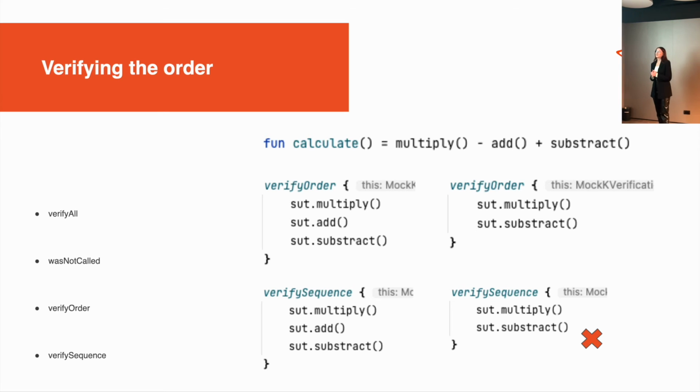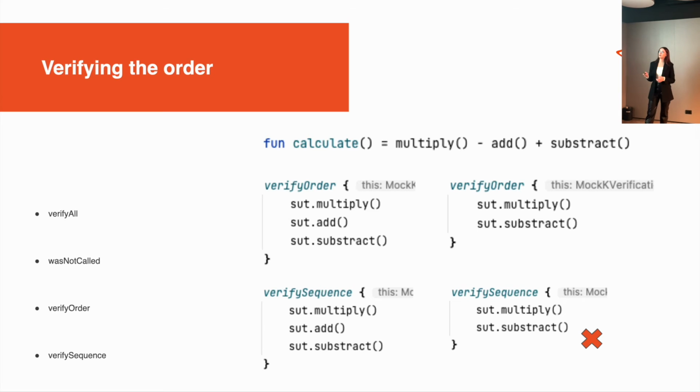Now with verifying the order, there are a lot of ways to verify the order of these methods that we passed in. So first we can verify if all of them happened. We can verify the opposite of the verify statement if one of them was not called. For example, if we have some check in our code and we want to skip something in some class, then we have verify order and verify sequence.